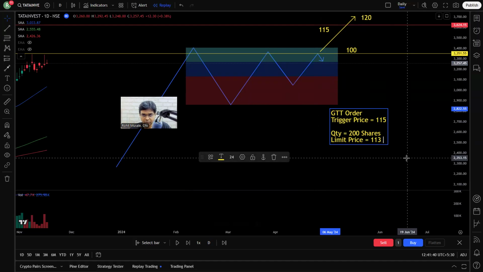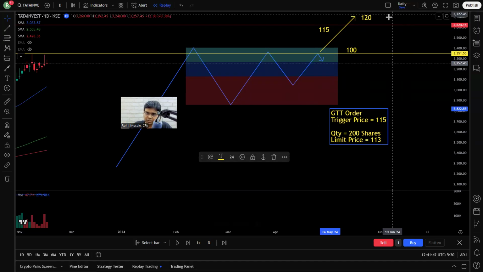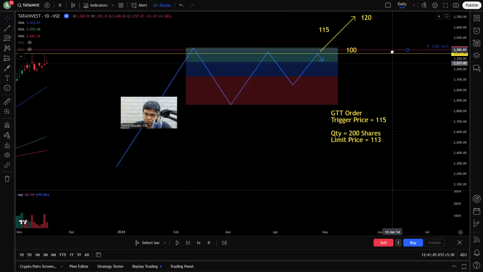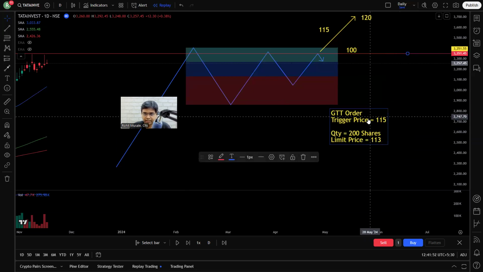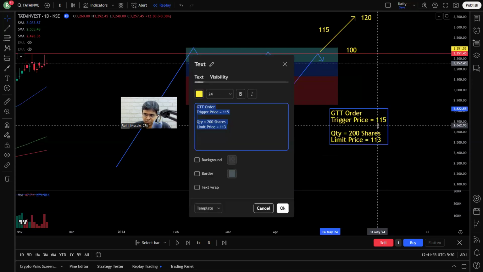Well, for that you have to keep another GTT order. You will move the stop loss to break even, here at 100, correct? So for those remaining 135 shares, what will be your order? Your trigger price is 100, because that's where you kept your stop loss, at break even. The quantity is the remaining 135 shares. And the price, let's keep it 98 rupees. So if it hits the trigger price, I want to sell at 98 or more.